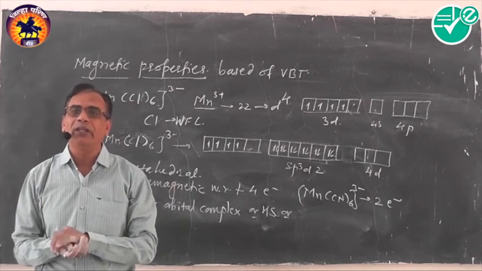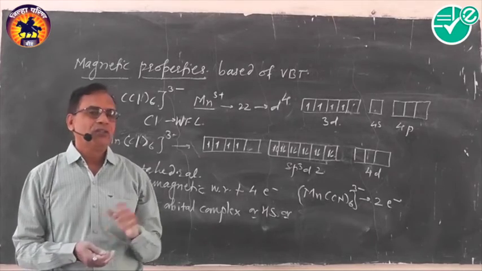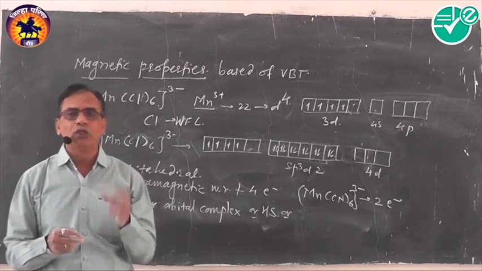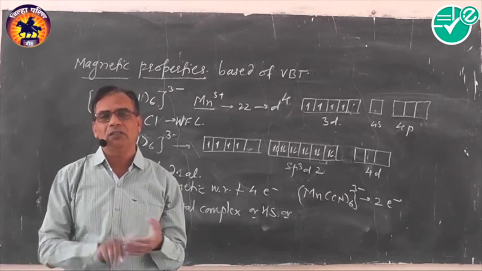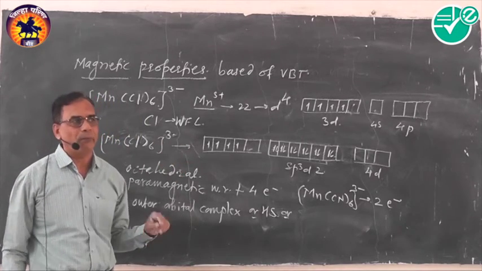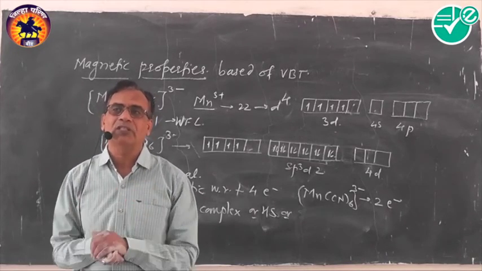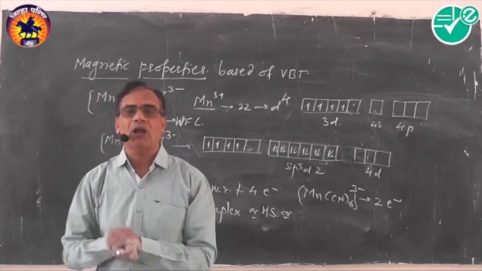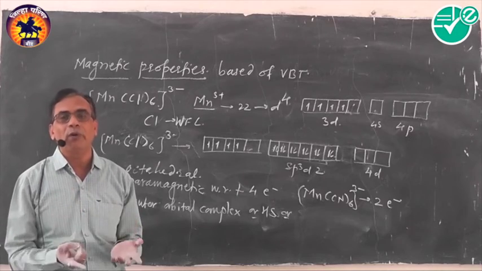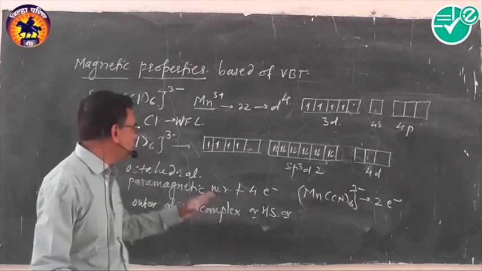We may see the remaining complexes which are given in the book, or we may explain their magnetic properties. This is the most important topic because MCQs may be asked on it: which of the following is less paramagnetic, which is more paramagnetic, which is diamagnetic, which is paramagnetic. Then hybridization, geometry, which is an inner orbital complex, which is an outer orbital complex, such MCQs may be asked.